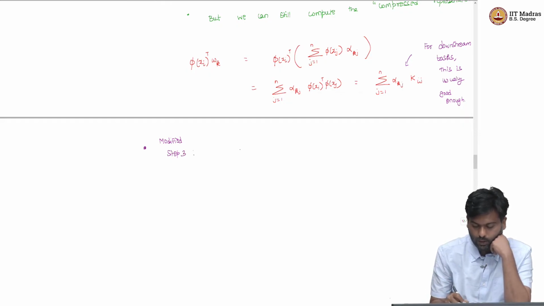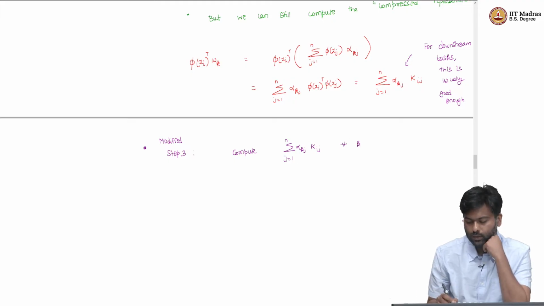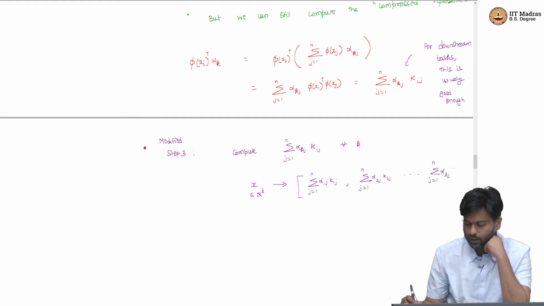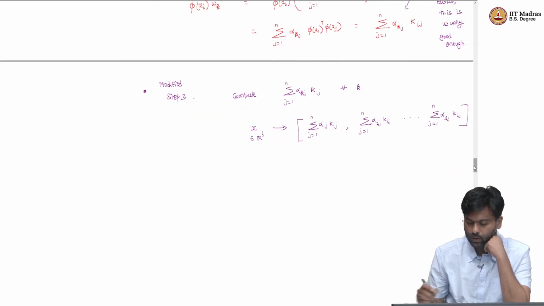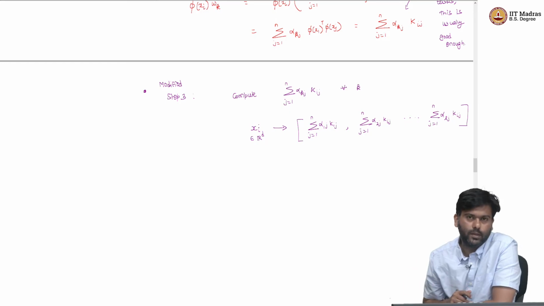Well, your modified step 3 would be to compute sum over j equals 1 to n alpha kj kij for all k. These are your numbers. So, basically you have your x, which is in Rd. Now what you are doing is you are mapping it to the following: sum over j equals 1 to n alpha 1j kij, sum over j equals 1 to n alpha 2j kij, and so on up to whatever top L that you want. So, this is what your xi data point becomes.